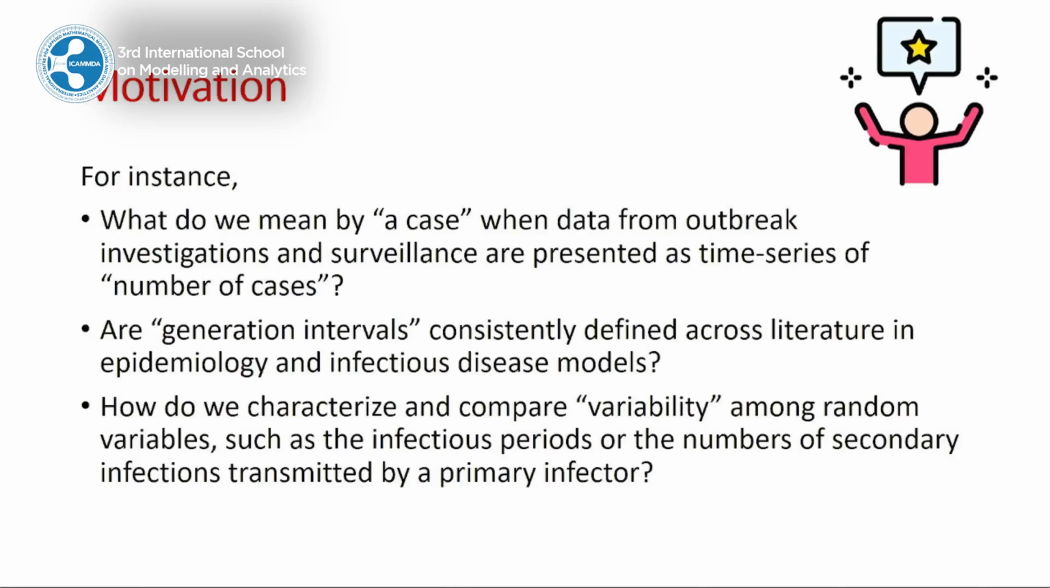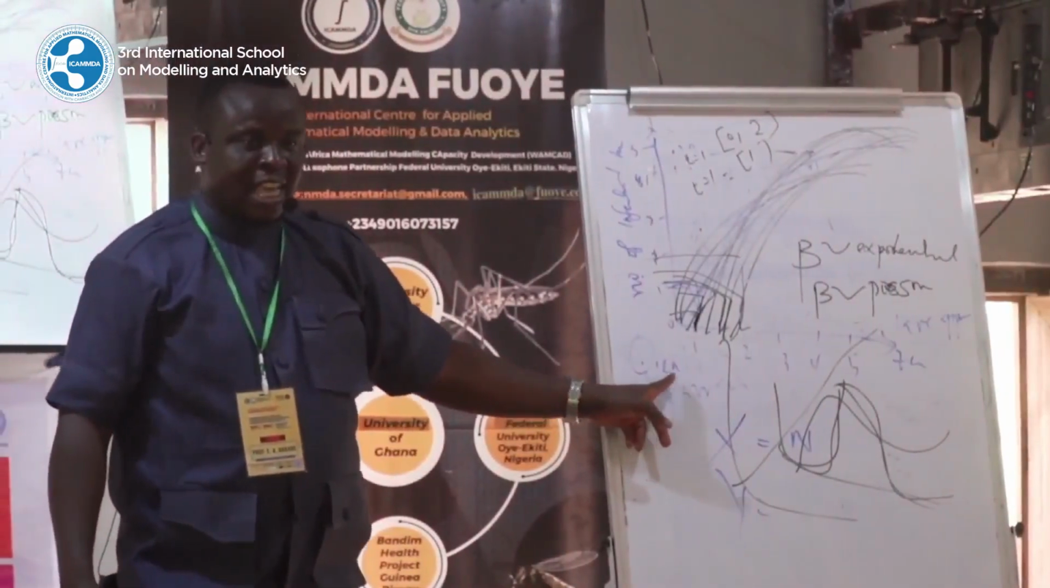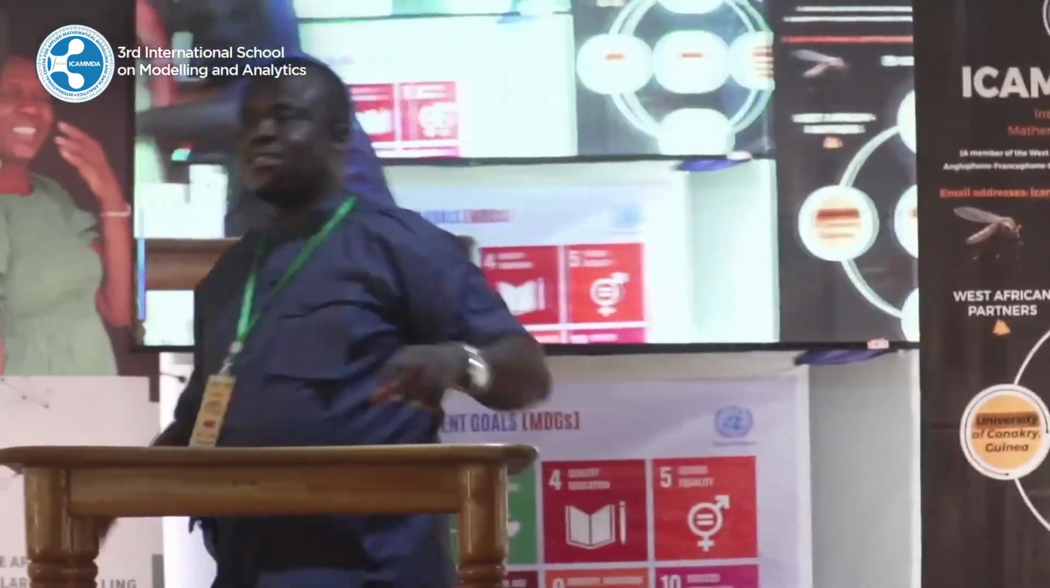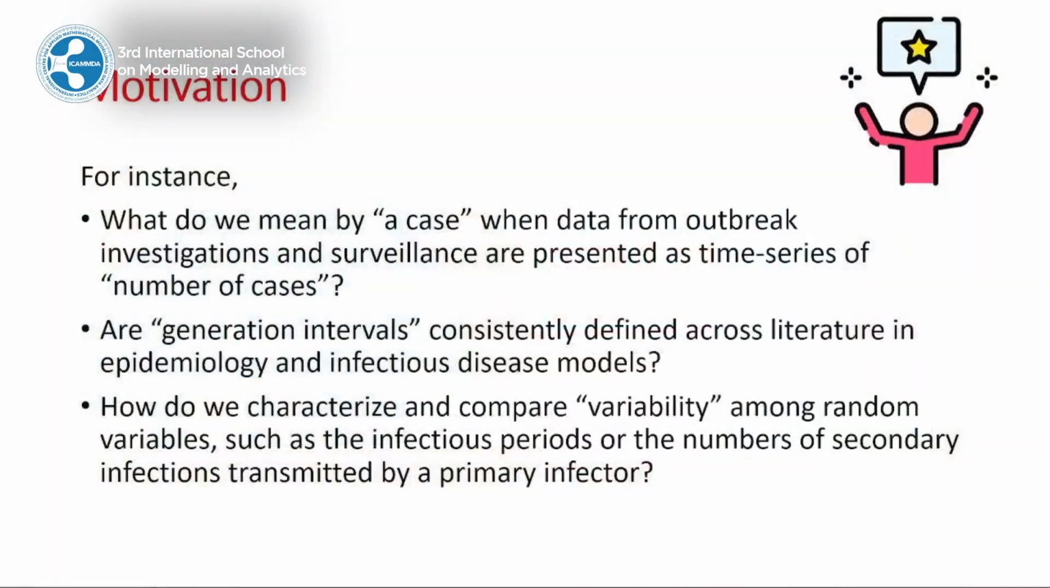Yes, an infected person. That's a case. So, are generation intervals consistently defined across literature in epidemiology and infectious disease models? What's generation interval? The period between when somebody is infected and then also infects another person. That's generation interval. Like this guy had contact with the infected person and then is infecting another, producing another secondary case. That's the generation interval between one generation and the next.